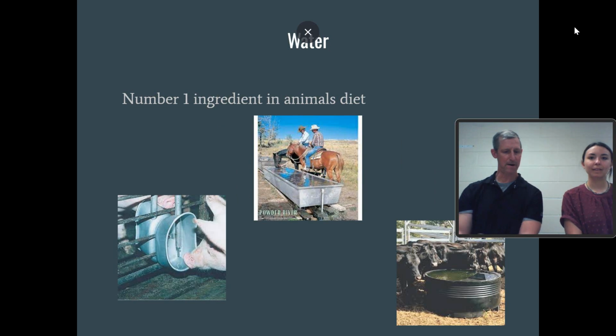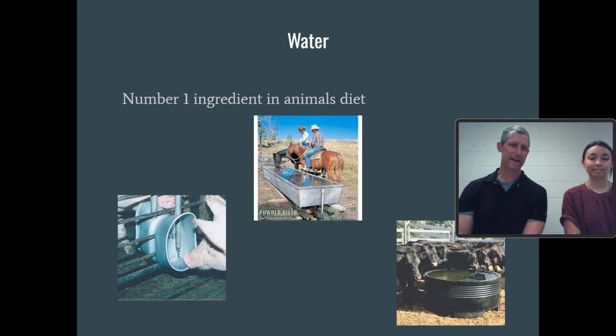All right, water. This is the most important ingredient in an animal's diet. It needs to be clean, water that you would want to drink, and it's very important that they have water access at all times. It's not like feed that is rationed. It should be unlimited access to water, and it needs to be clean to keep them healthy and strong.